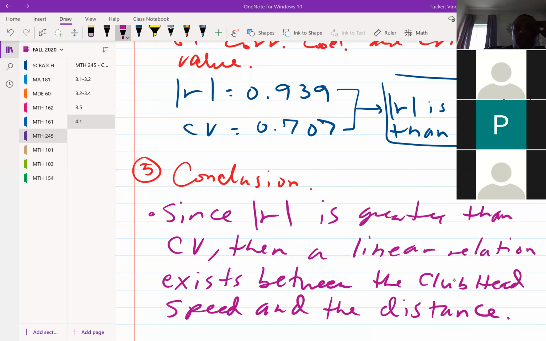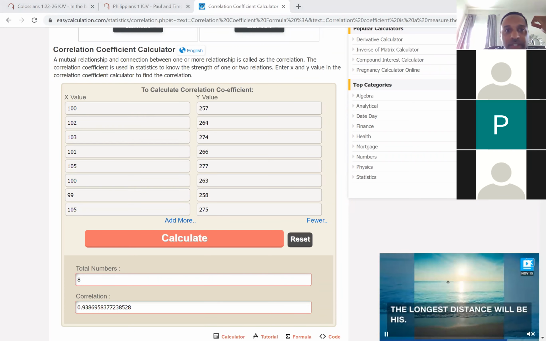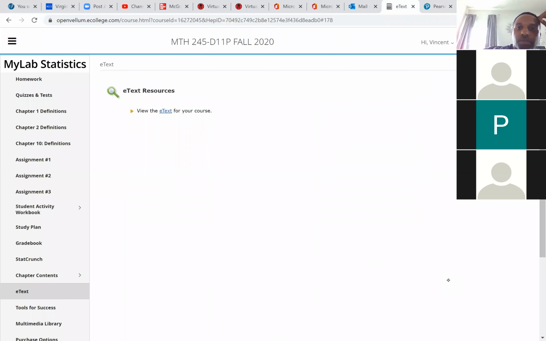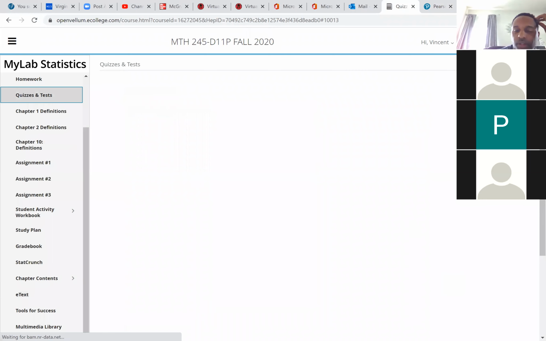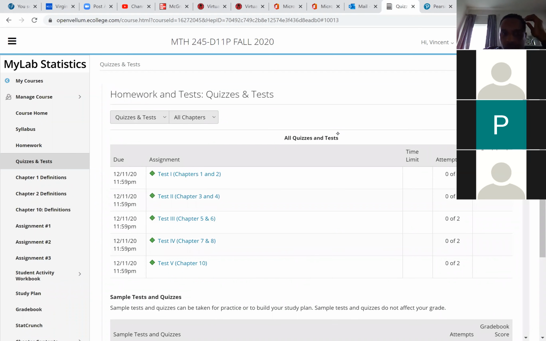So let me show you this just to make sure everybody's on the same page. Where is test 1 and 2 posted? That's what I'm about to show you. Okay, let me sit down here. All right, let's see. That's the wrong screen. All right, here we go. So you guys should be able to see my MyMathLab. And if you click quizzes and tests right here, yep, I have all of them posted right now.